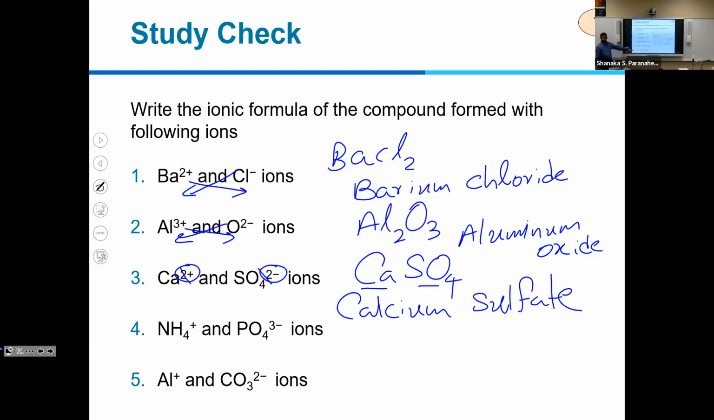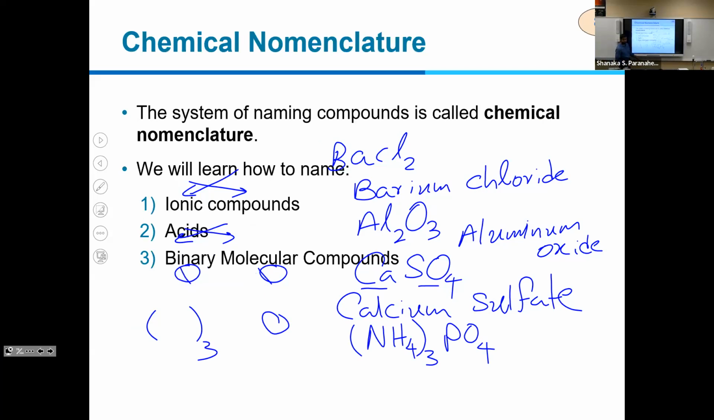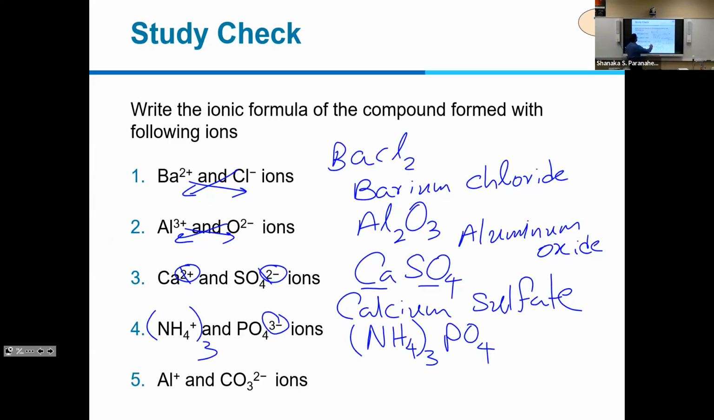Okay. The next one, 2 polyatomic groups. So one is ammonium, the other one is phosphate. So this 3 goes to ammonium. So we need 3 ammonium and 1 phosphate. The formula is NH4 parenthesis 3 outside of the parenthesis and then phosphate. Name of that molecule comes from the name of the 2 polyatomic ions. So name is ammonium phosphate.